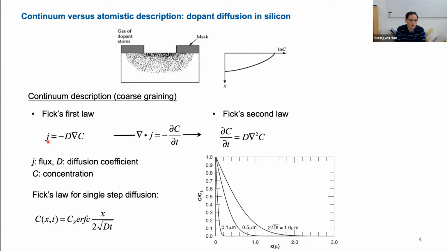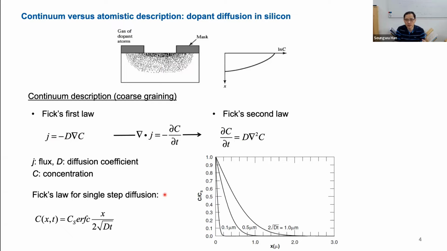And then from Fick's first law, the dopant flux is proportional to minus the gradient of the concentration. So the dopant atoms flow from high concentration to low concentration. In combination with the continuity equation, you arrive at Fick's second law, which gives you a partial differential equation for the concentration, right?